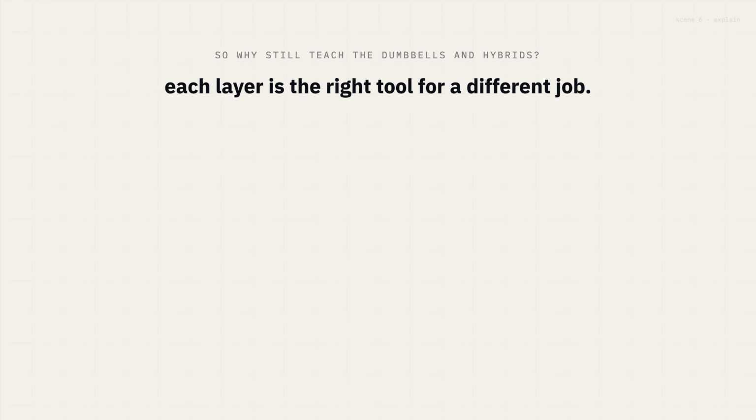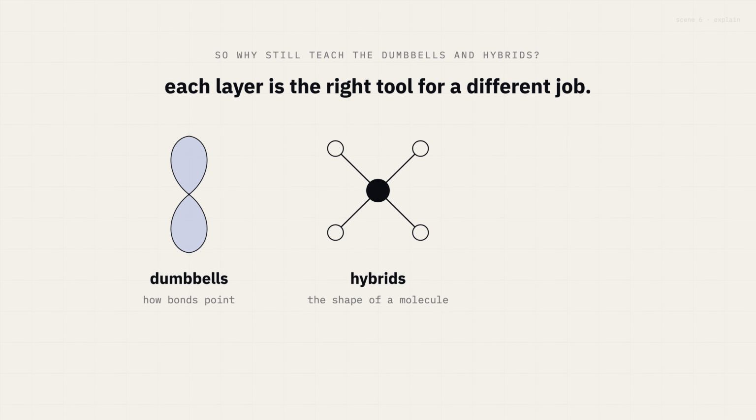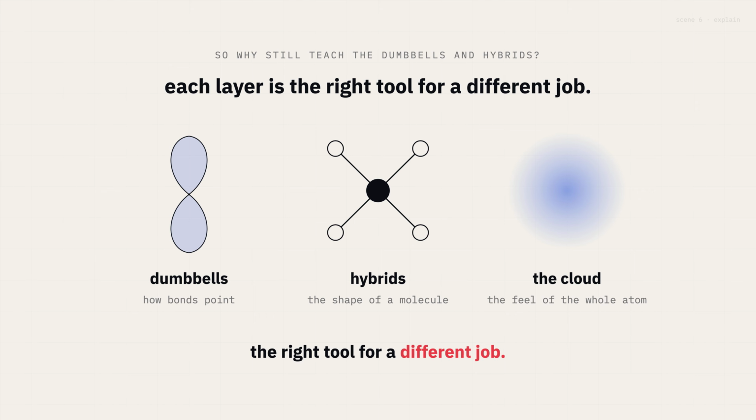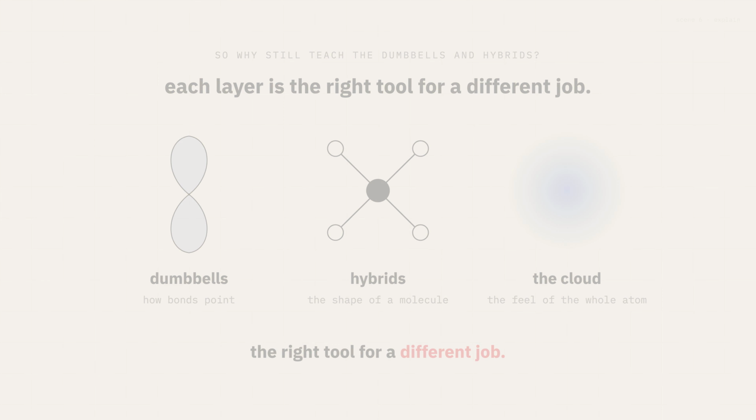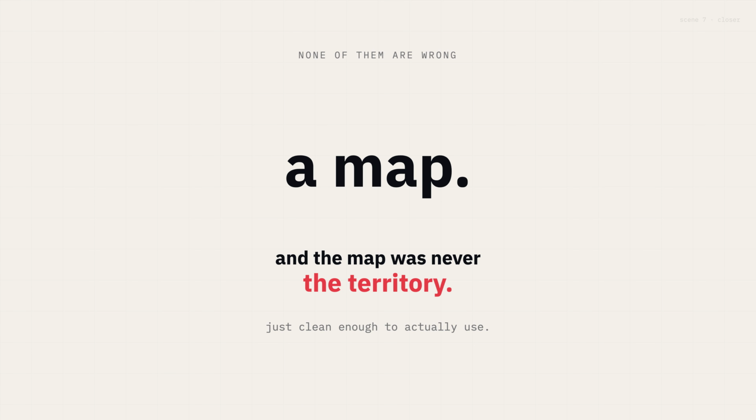So why still teach the dumbbells and the hybrids? Because each layer is the right tool for a different job. Dumbbells for how bonds point, hybrids for the shape of a molecule, the cloud for the feel of the whole atom. None of them are wrong. They're a map. And the map was never the territory. It's just clean enough to actually use.